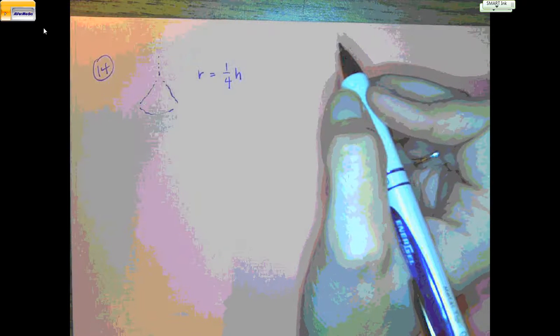What do we usually call it in here? Height. We usually call it the height. I just translated that sentence. Radius is 1/4 of, which means multiply, altitude or height. Okay? The sand is falling at a rate.